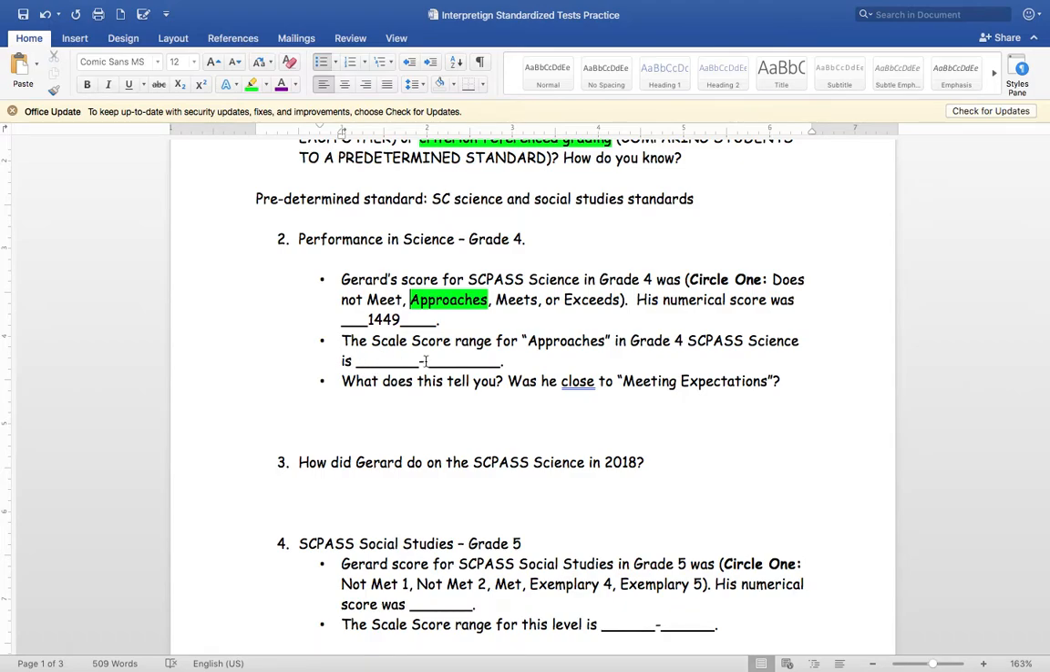Okay, so the scale score range, I don't remember the bottom, but the top was a 1449, which tells me he was super close to meeting expectations.